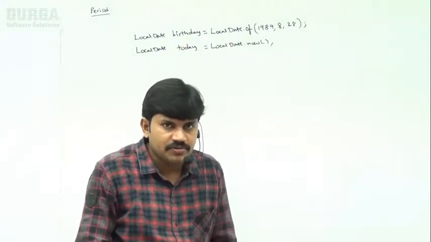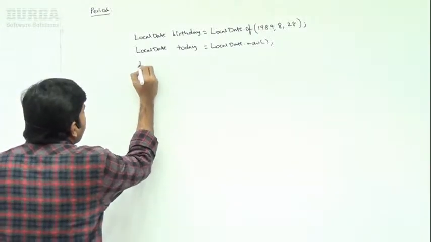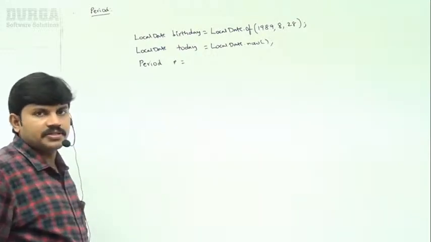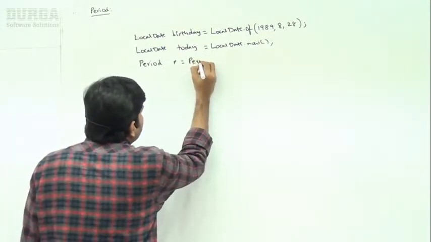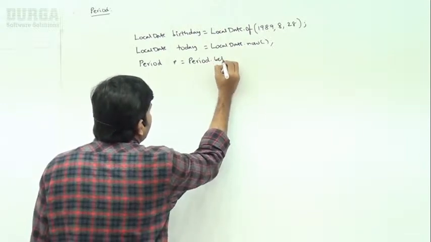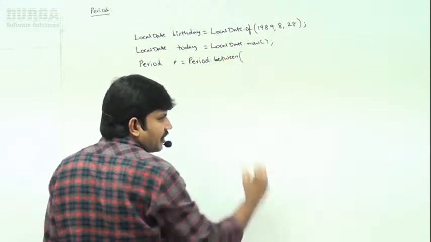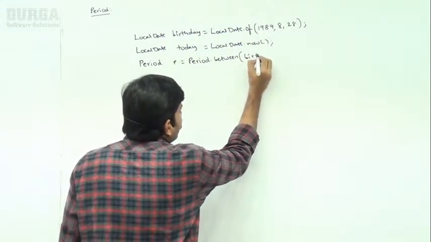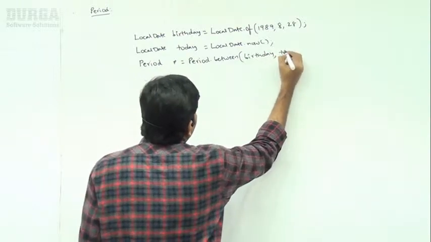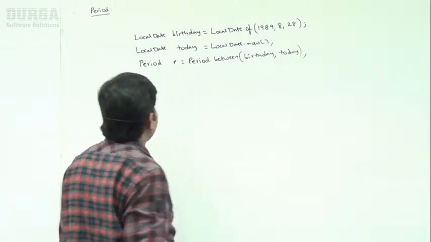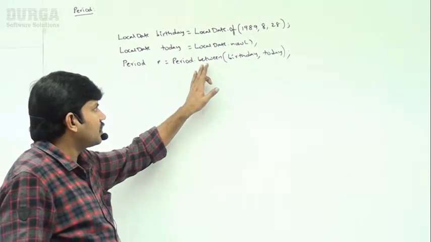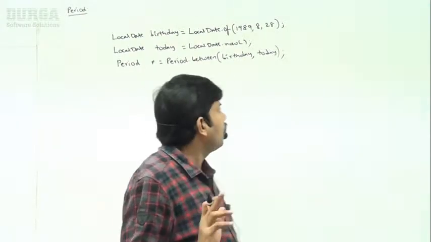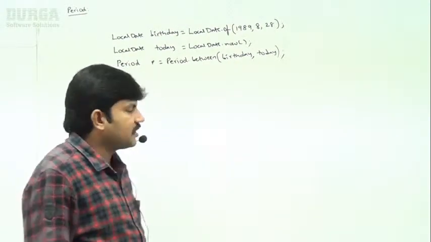That itself is your age. That's why, let me talk about Period. Period p equals, there is a method, Period.between. What is the method name? Period.between, from your birthday to today. Period p equals Period.between, your birthday comma today.